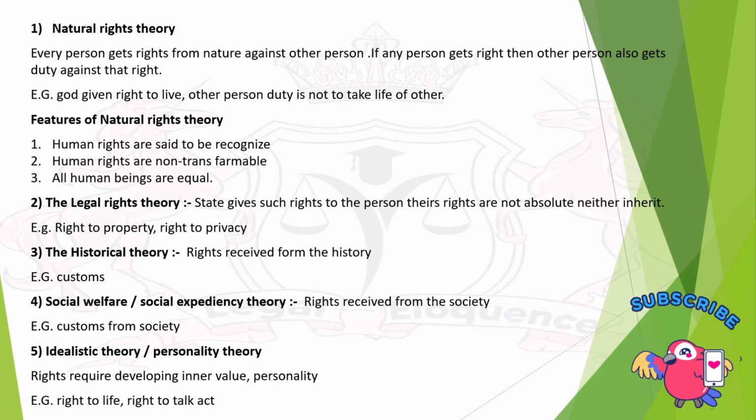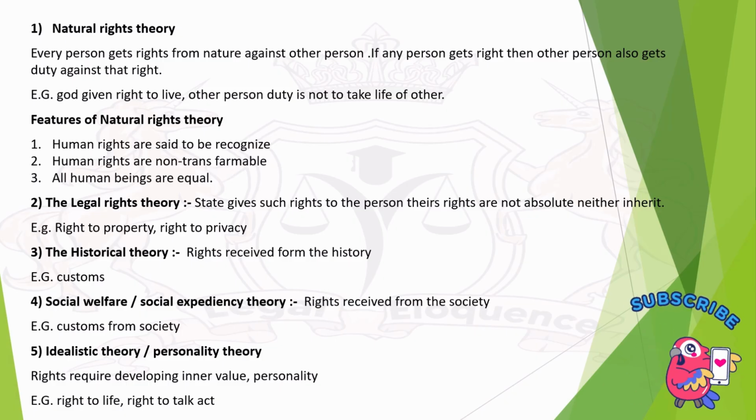The legal rights theory. A state gives such rights to the person. Their rights are not absolute, neither inherent. Example, right to property, right to privacy. The historical theory. Rights received from history. Example, customs. Customs means rivaj.